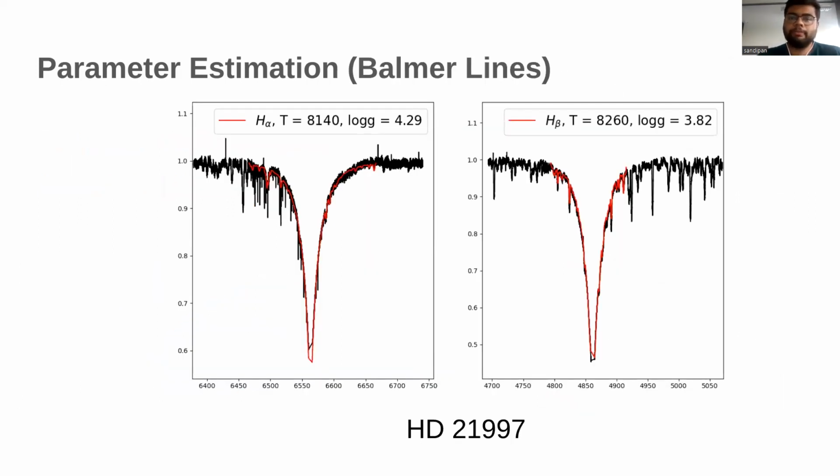Here is an example of a fit of the star HD 21997, and you can see that we are getting quite a good fit, but the temperature and the surface gravity are a bit different, but not too much. But that's okay, because there can be several factors which are affecting it. One is the normalization around the Balmer lines, and another is how much noise there is in the spectrum.